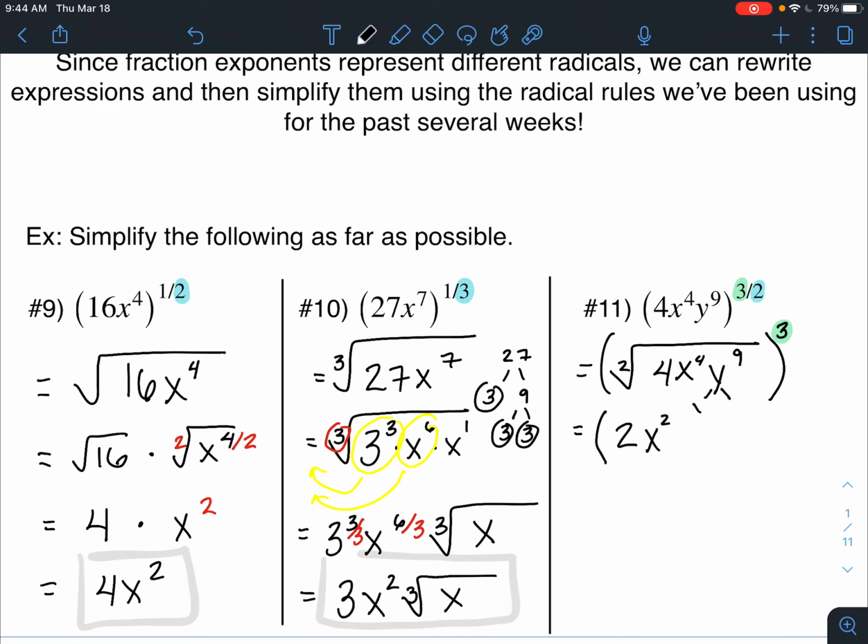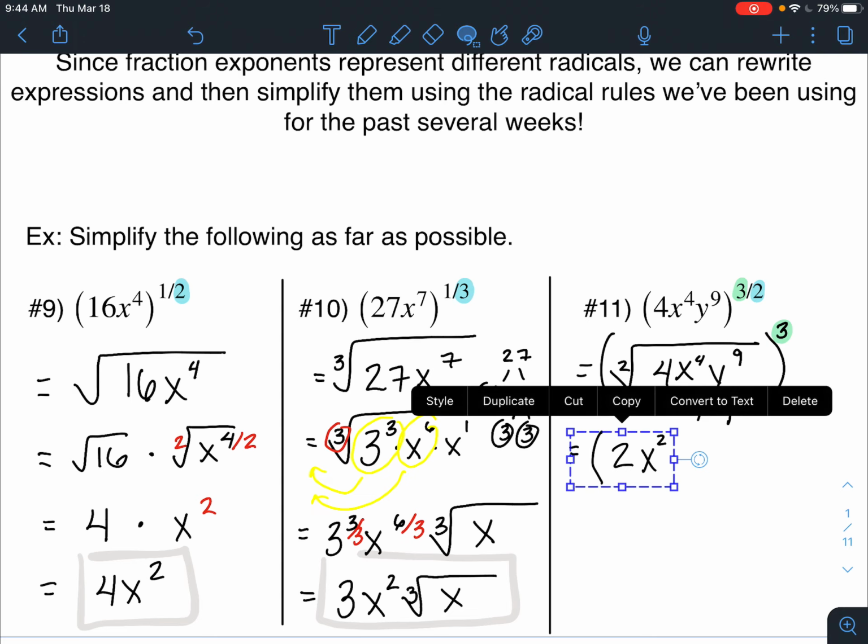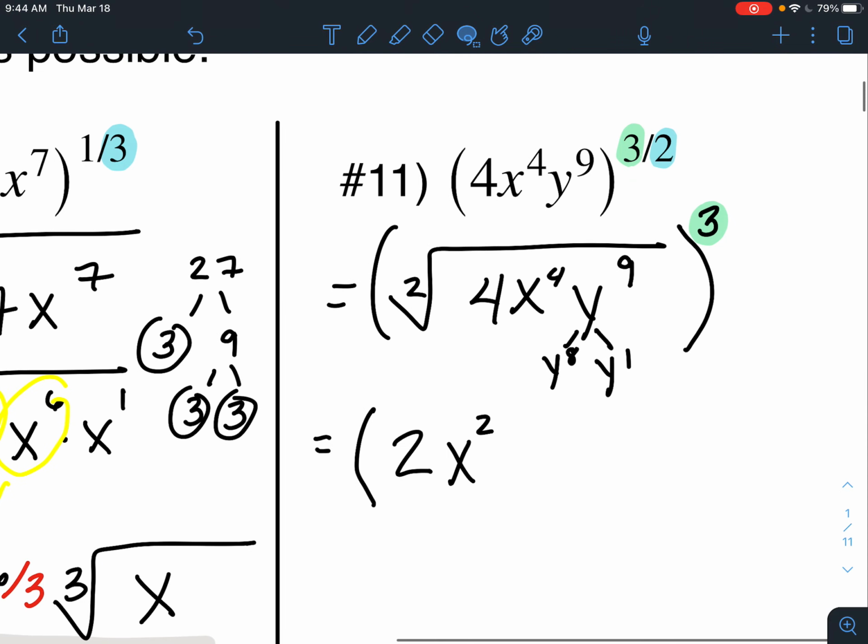I'm going to break up my y's to be y to the 8th and y to the 1st. I'm just going to try and save a little bit of room. I can even zoom in so I can write smaller. Then I can bring out y to the 8th, along with these two, and that's going to become y to the 4th. And then I still have the square root of y.